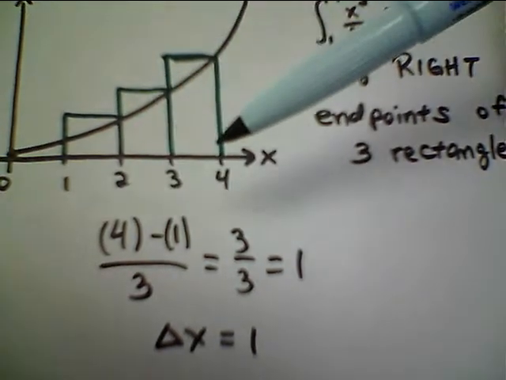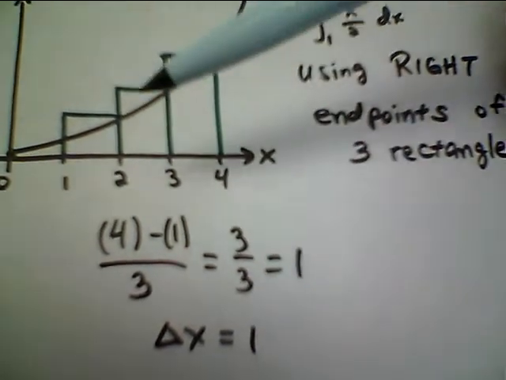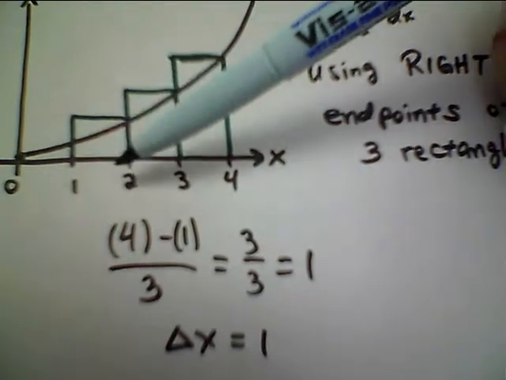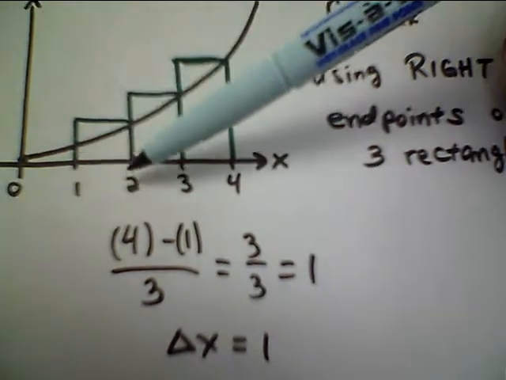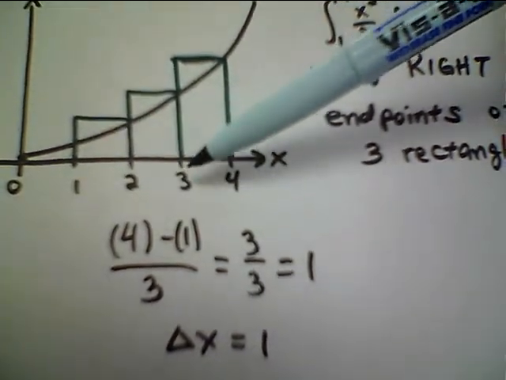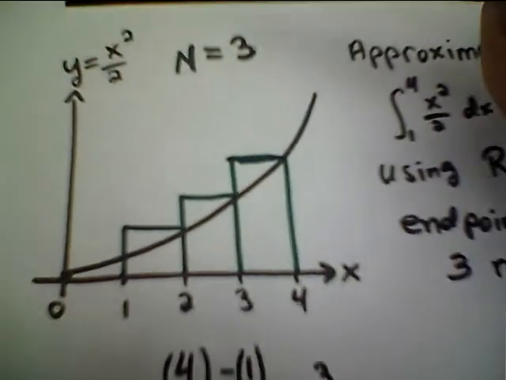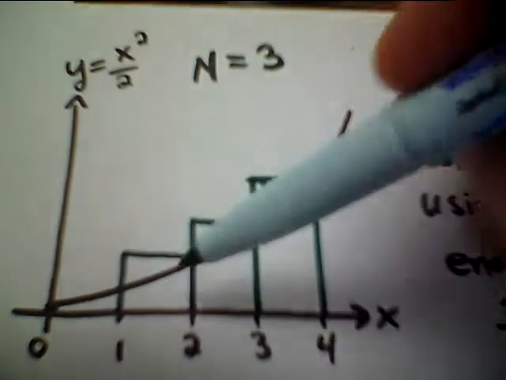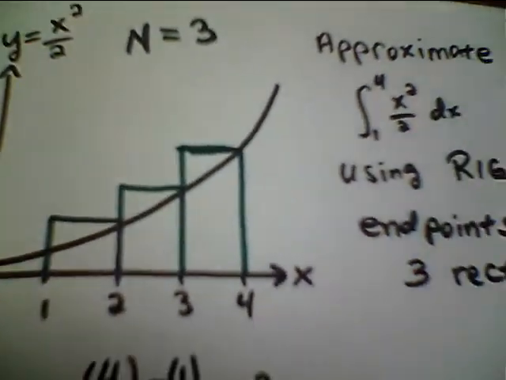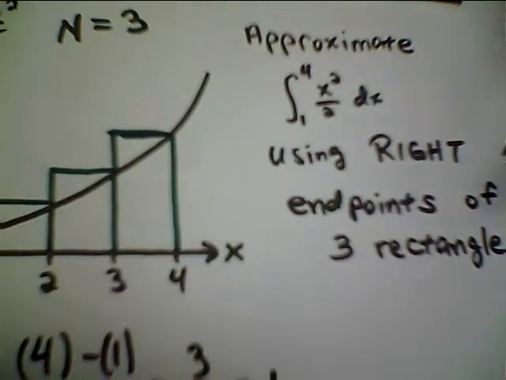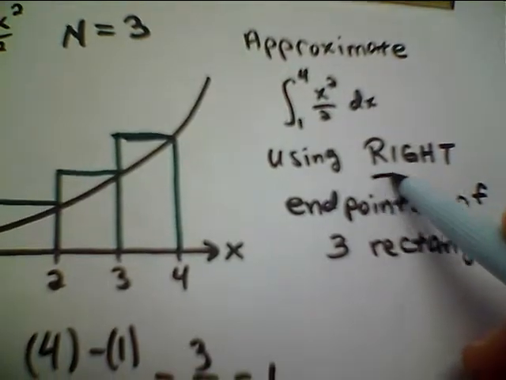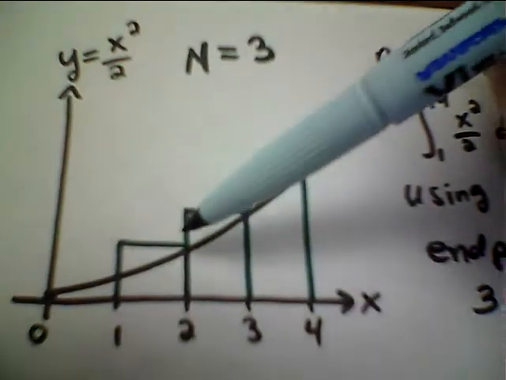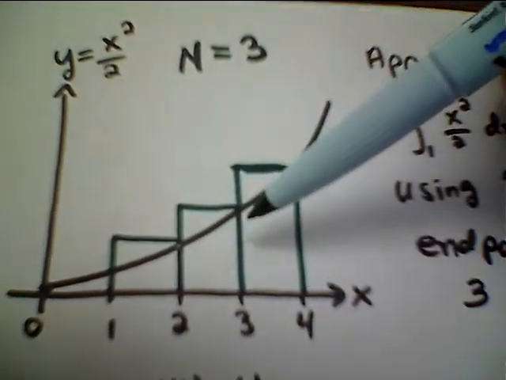Evenly spaced points, that is the base of each rectangle. You can see that the base of each rectangle is 1. 1 to 2 is 1, 2 to 3 is 1, 3 to 4 is 1. Now, if you want to calculate the area of each rectangle, you have to determine the heights. Now, we're doing this from right endpoints. So we'll be using the right endpoints.